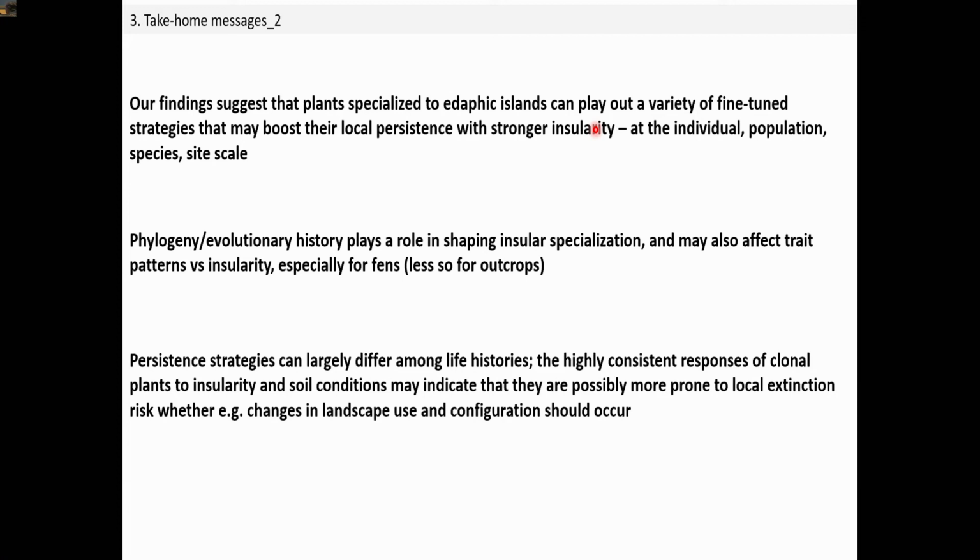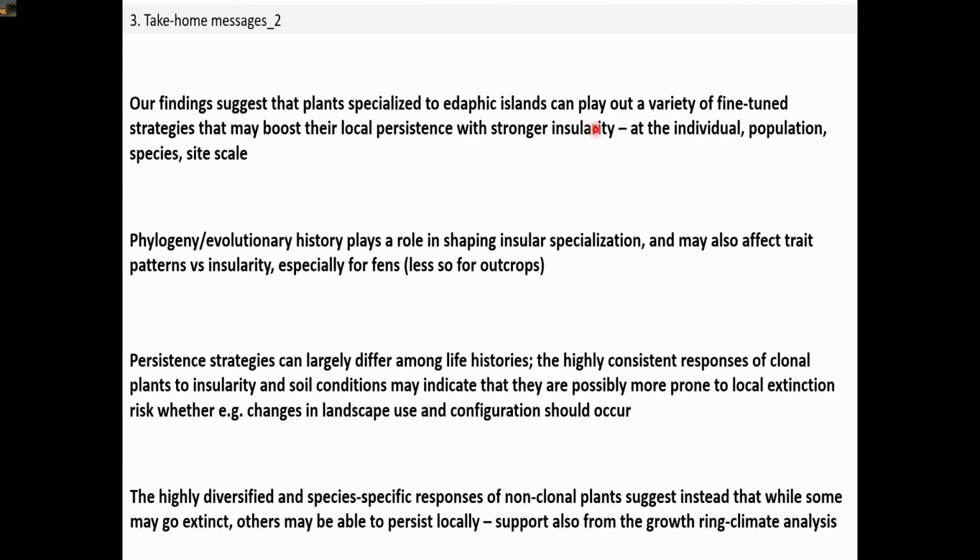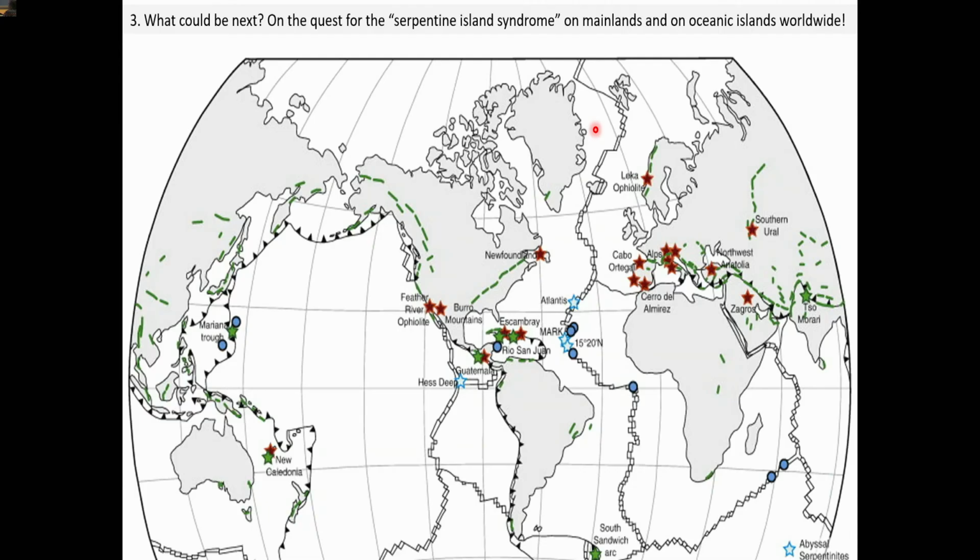Yet it's well known that clonal species are able to persist for very long periods even. So the extinction debt can be quite pronounced. And finally, the highly diversified and species-specific responses of non-clonal plants suggest instead that while some species may go extinct, others may be able to stick around, and this seems to be supported by results from the growth ring analysis, which was the last study. And that being said, I would like to conclude with what could be next.